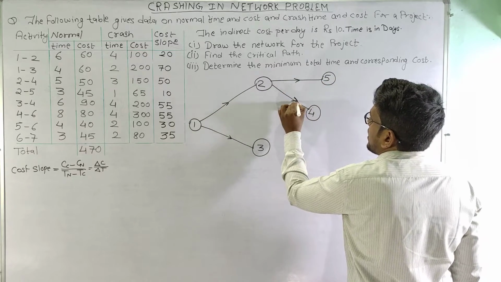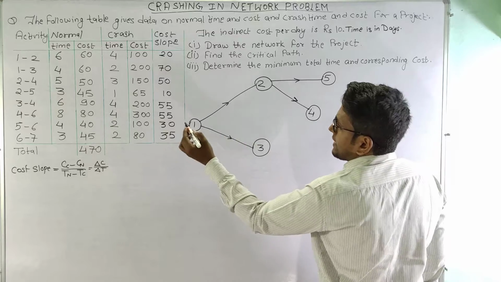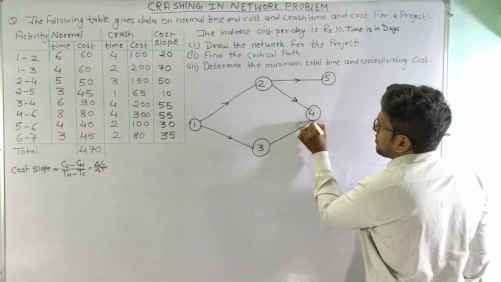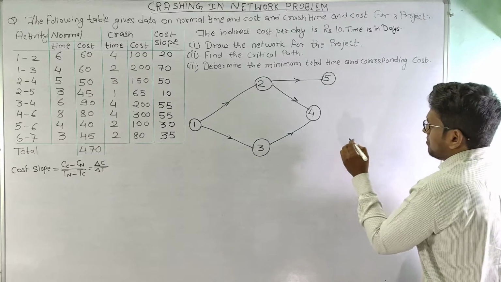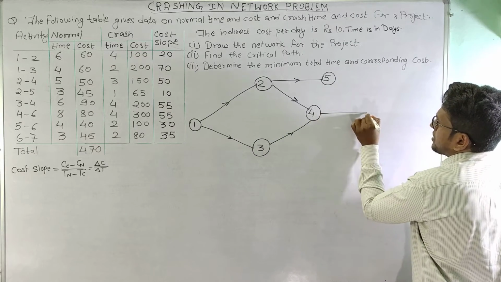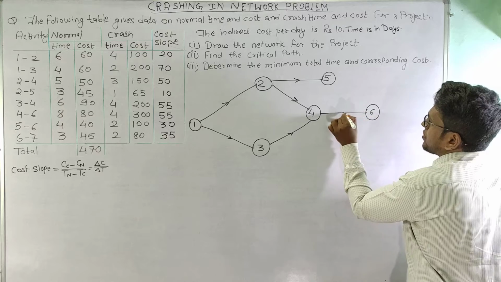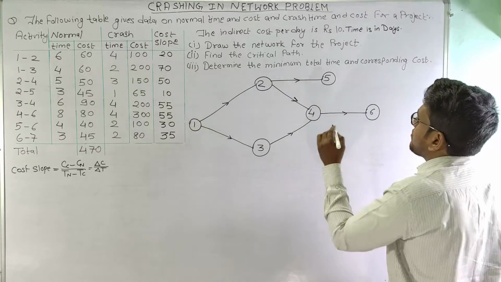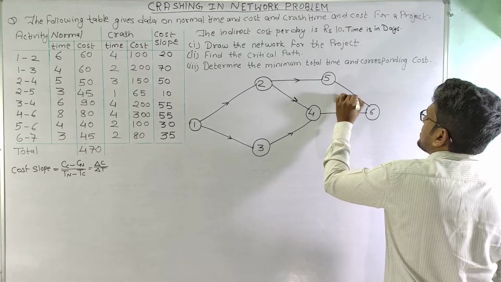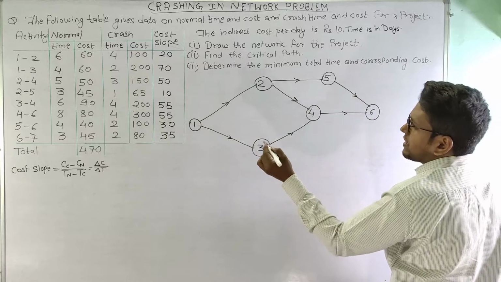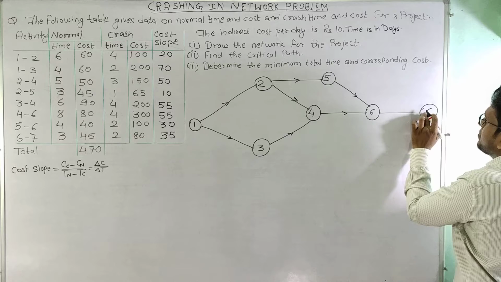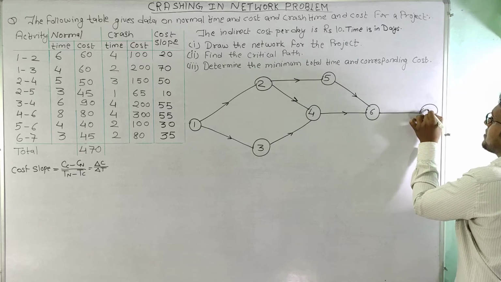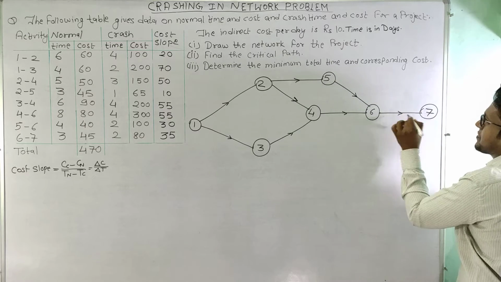Activity 2 to 4 and 2 to 5. Then activity 3 to 4. So this will be activity 3 to 4. Activity 4 to 6. So this will be activity 4 to 6. Then 5 to 6. This will be activity 5 to 6. And then 6 to 7. So this will be activity 6 to 7.